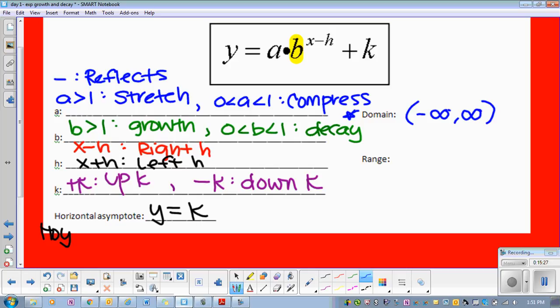And that's because there is no vertical asymptote to stop your graph from going all the way to the left or to the right, okay? Your graph can always go to the left. It can always go all the way to the right, right? So your range. Well, now your range is going to be different depending on where your graph is going, right?